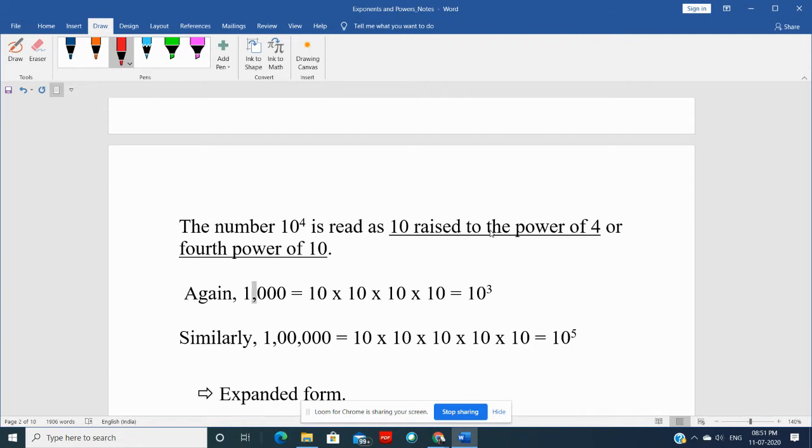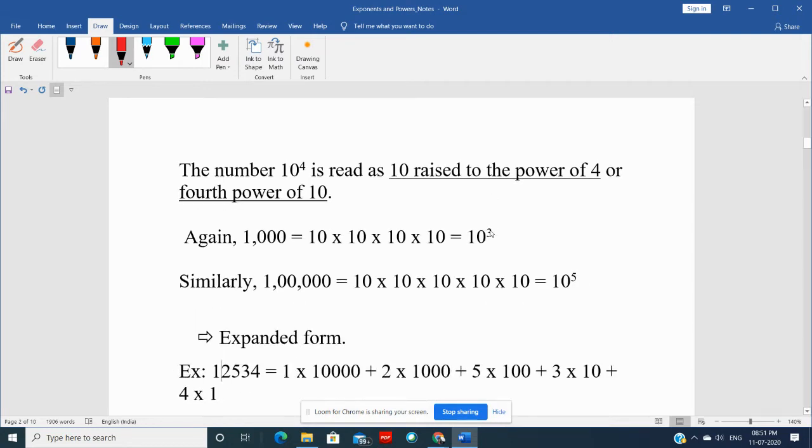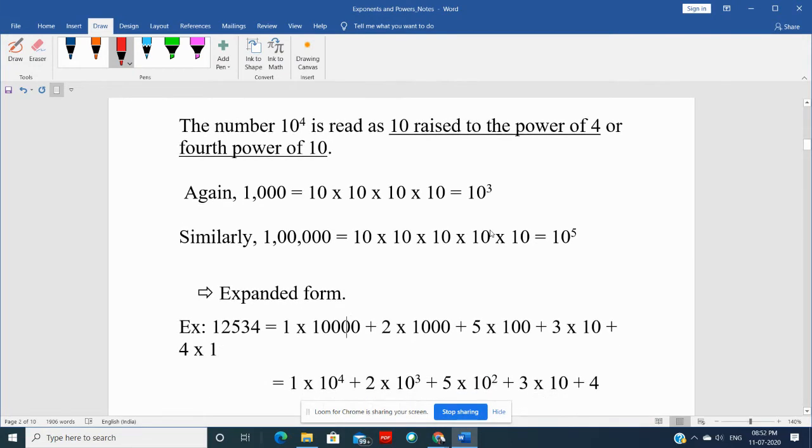Okay. To make it easier, we can say that 3 times 0, so 10 raised to the power 3. 5 times 0, 10 raised to the power 5, like that. Okay. This is just an easy way. Now, there are some larger, like bigger numbers. We can use them in expanded form also. You are aware of these things.